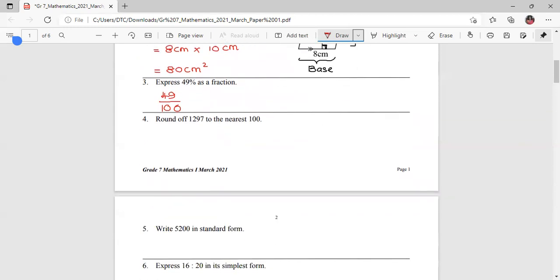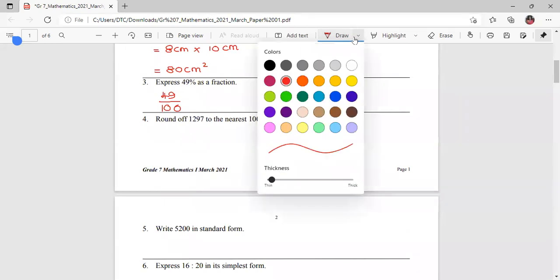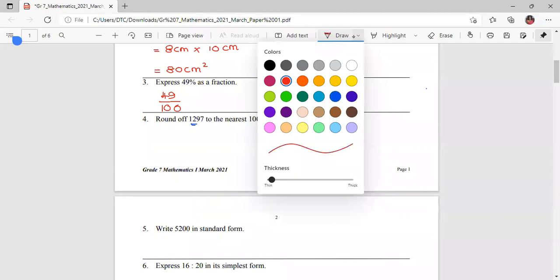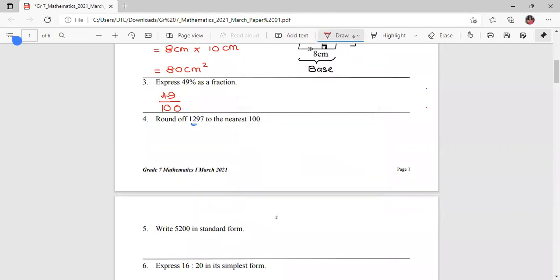Round off 1297 to the nearest 100. Children, first of all, what you want to do, you want to understand the 100 place. So what is the 100 place? This 2, right? After that, what you have is number 9, right? So do I need to add 1 to the place value we were talking about? Yes. So then what will be the answer? That is 1300. Right, so 1297 becomes 1300 when you round off to the nearest 100.